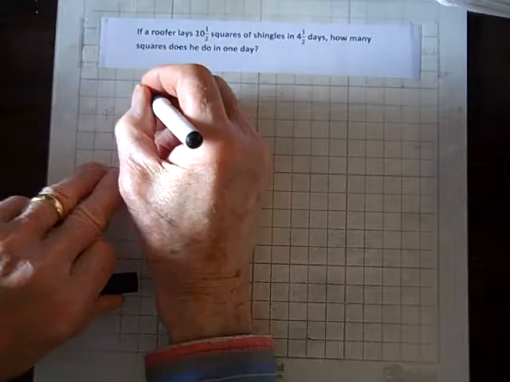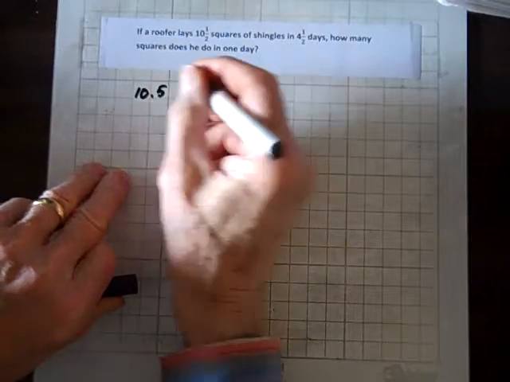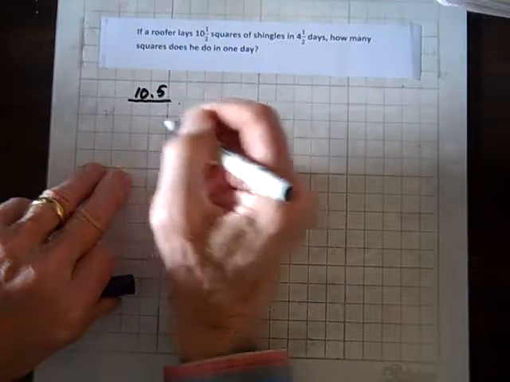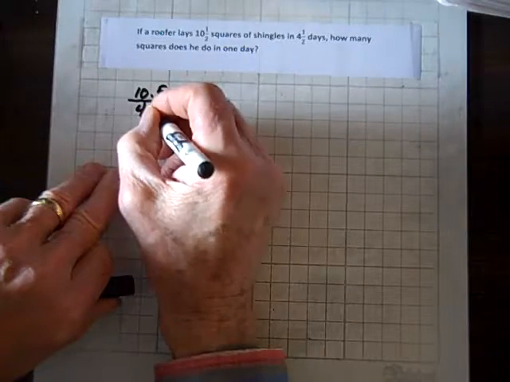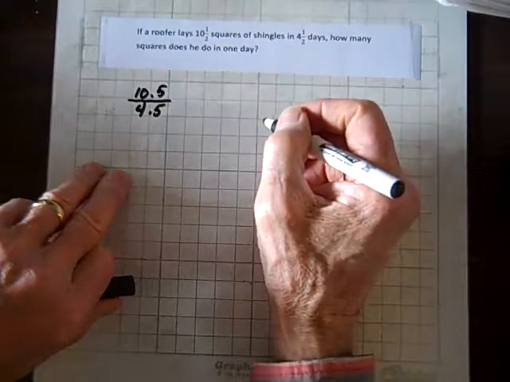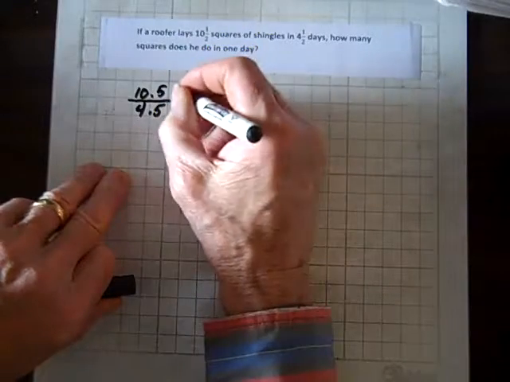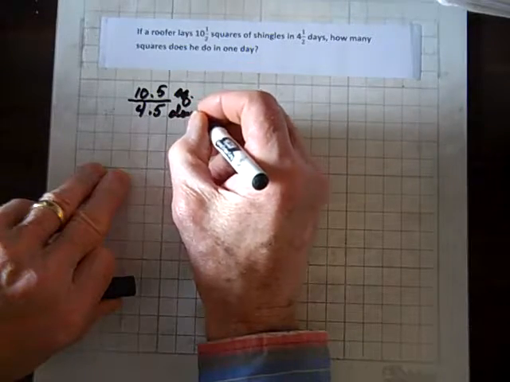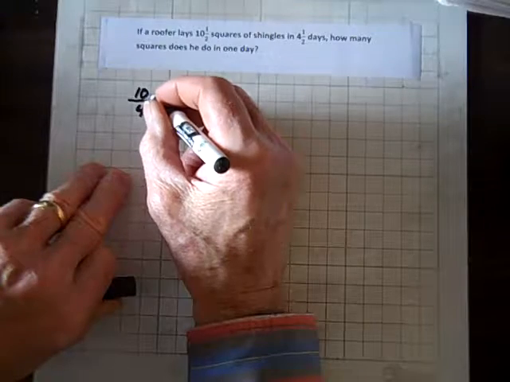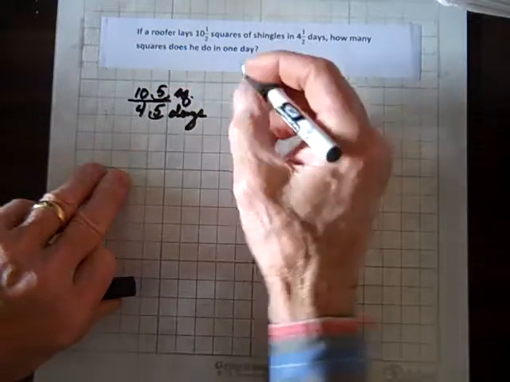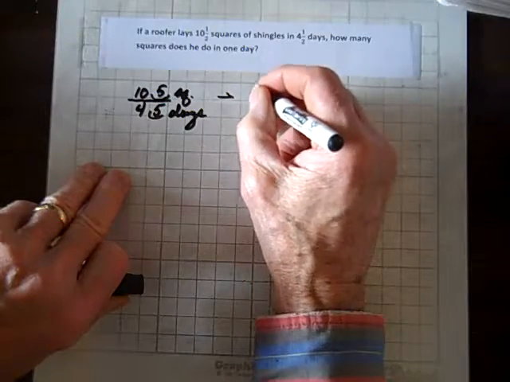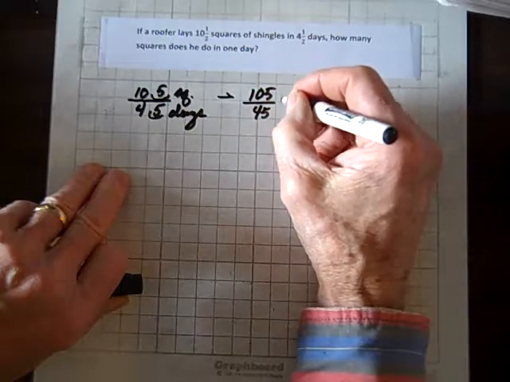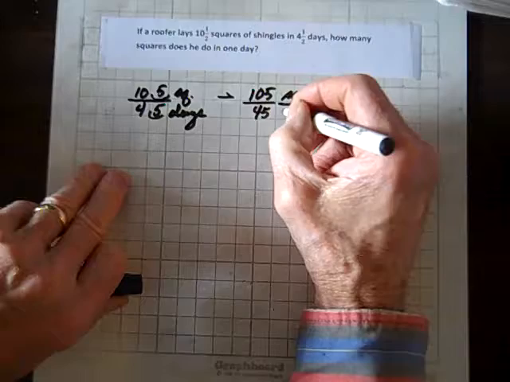So 10.5 squares divided by 4.5 days. So that's 10.5 squares, I'll just put SQ, and days. And look, if we move this decimal over once, then we have to move this decimal over once. So that becomes 105 divided by 45. And that's squares per day.